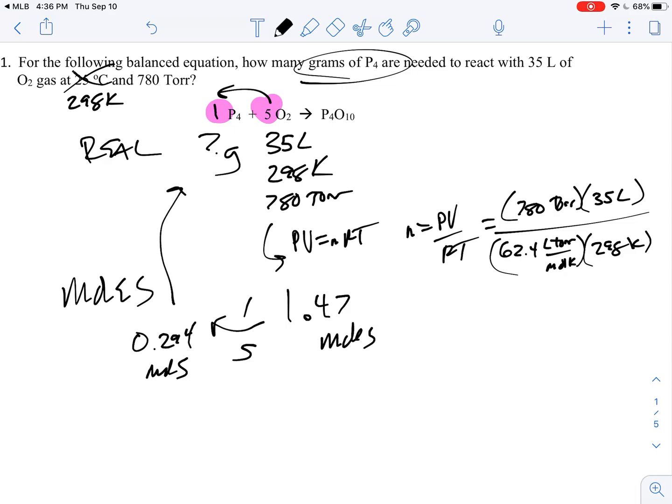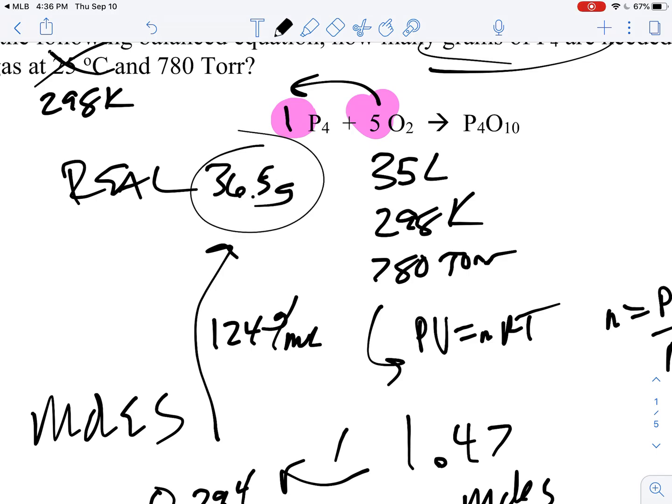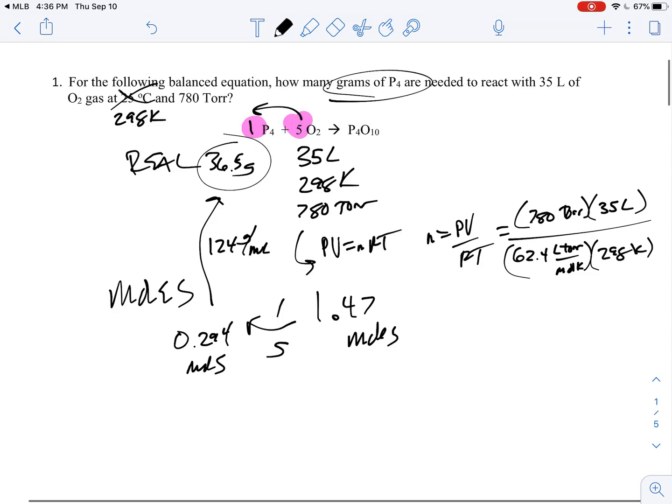Now I want to go from moles to grams, so I do it the old school way by multiplying by the molar mass, which is about 124 grams per mole. And if you do all the math on all of this correctly, you should end up with about 36.5 grams of P4.